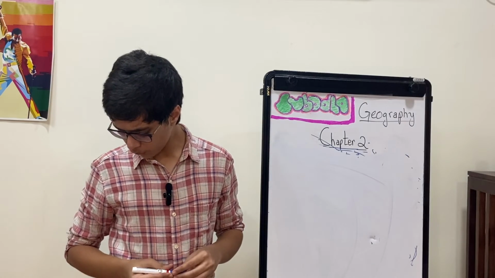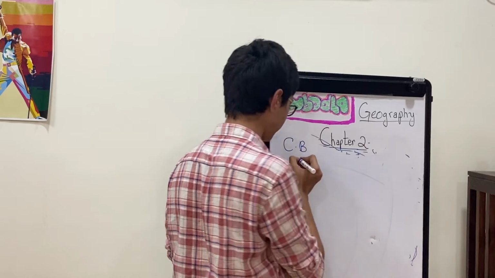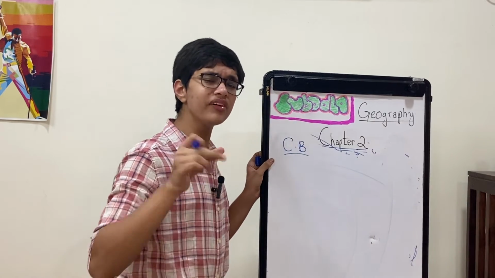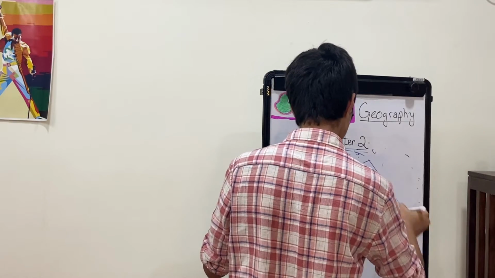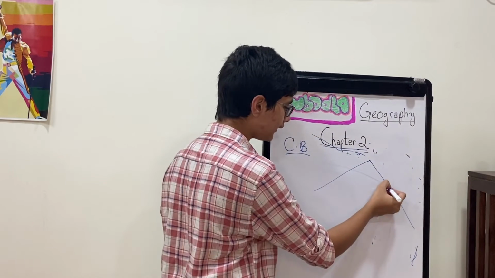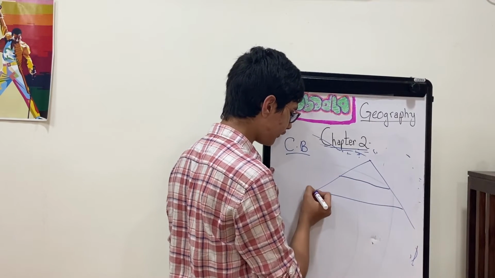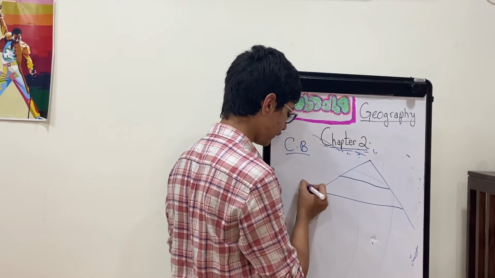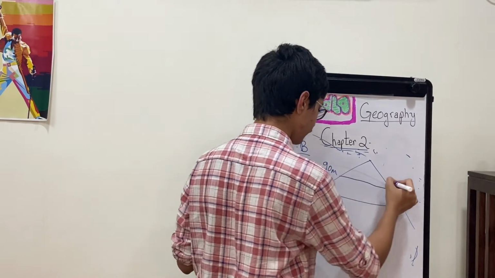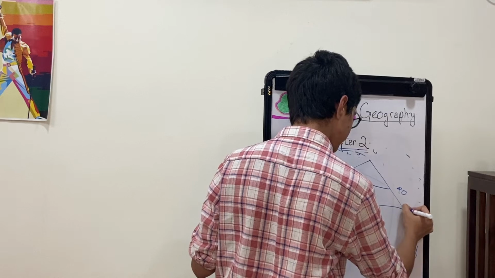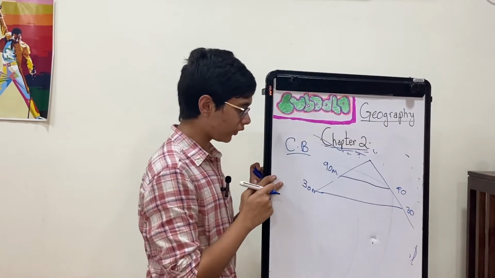Now, the second concept is contour barriers. What are contour barriers? Well, first of all, what even is a contour? So let's say this is my hill. Then the different lines at the same altitude, let's say, all of these are present at the same altitude. Let's say 30 meters and 90 meters. 90, 30. All of these lines present at the same altitude are called contours.